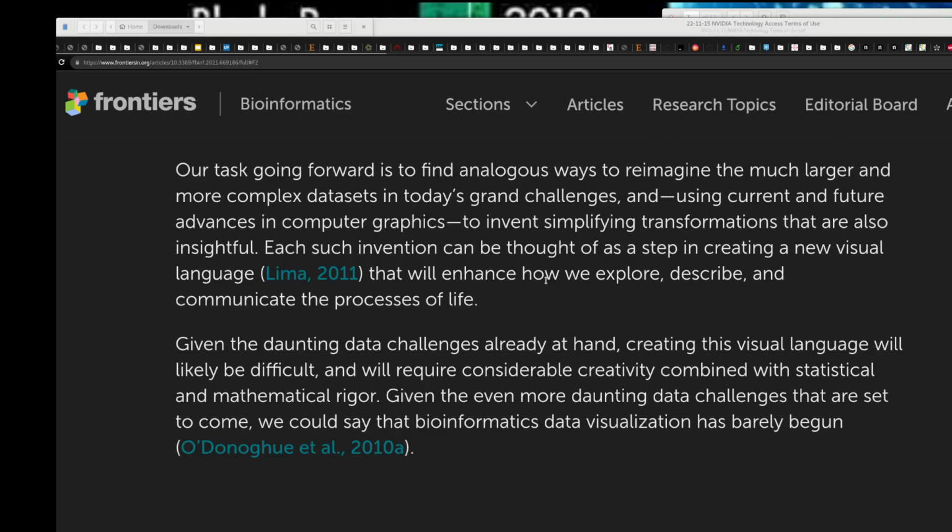Given the daunting data challenges already at hand, creating this visual language will likely be difficult and will require considerable creativity combined with statistical and mathematical rigor. Given the even more daunting data challenges that are set to come, we could say that bioinformatics data visualization has barely begun. O'Donoghue et al., 2010a.